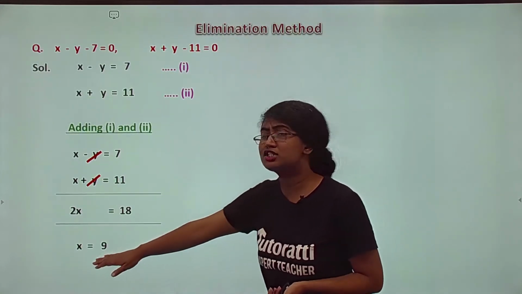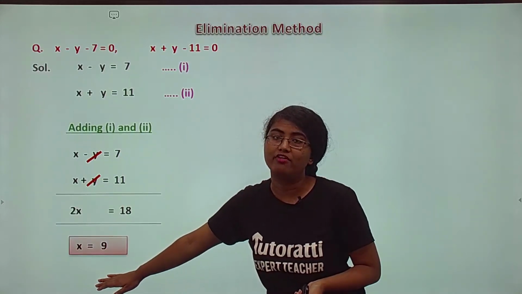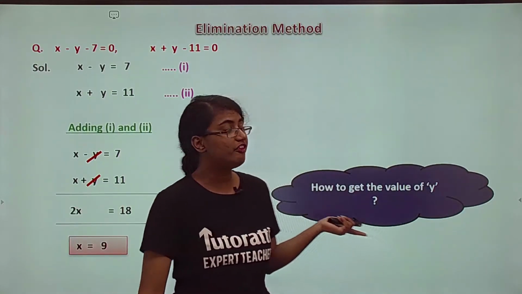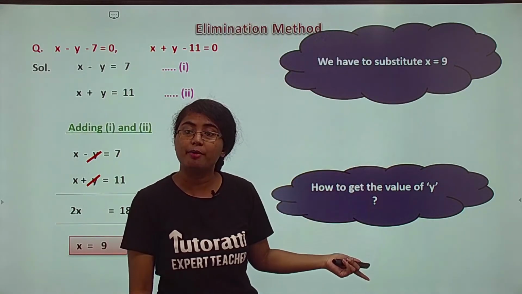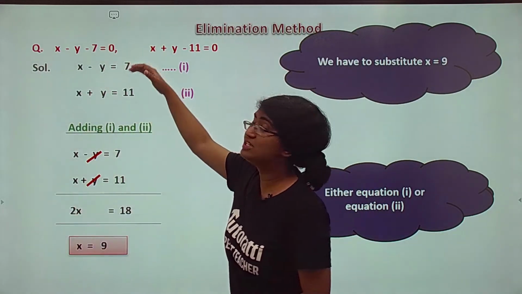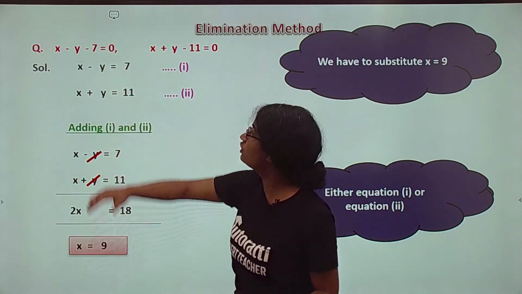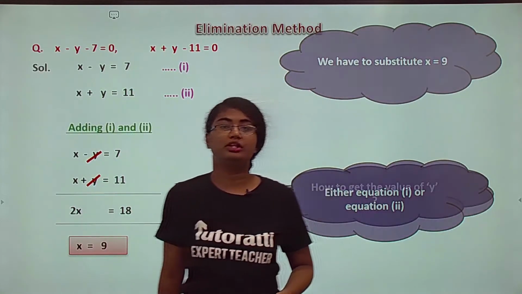But is this the only variable that we have in our equation? No, we have y as well. So how do we find the value of y? By substituting the value of x in either equation 1 or equation 2. That means in any one of these two equations you put the value of x and then you obtain the value of y. Let's try doing that now.